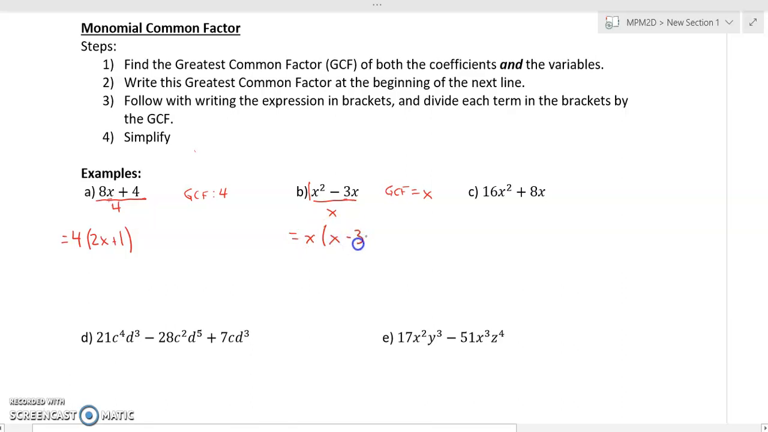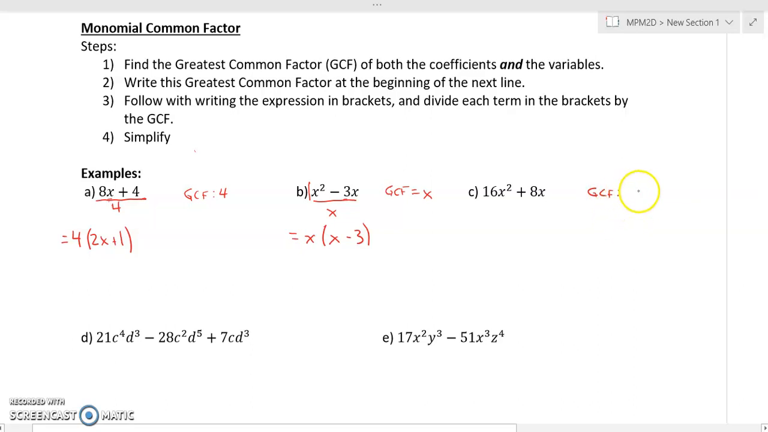x minus 3. Now I've been writing down this divide by thing. You don't actually have to do that. I've just been doing that to show you what it is we're dividing by. I'll do that a couple more times and then I'll stop doing that. So let's take another look here. Pause the video for a second, see if you can come up with the greatest common factor.